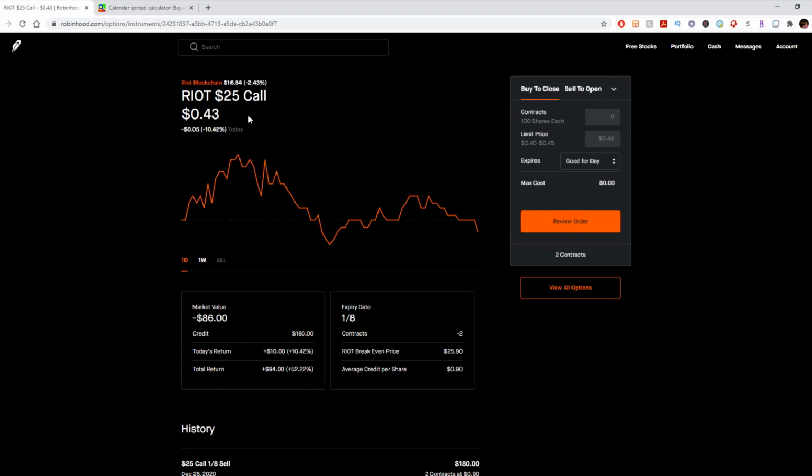And if Riot does shoot up to 25 by January 8th, I can close out of this, buy this back and also sell out of my 15 call for a lot higher profit than I would if I bought the calendar spread at the same time. Okay. Now I did this even previous week when Riot was still around $11 or $12. I sold a December 31st $20 call to collect $200. And once Riot started coming down, I bought it back. And then now for January 8th, I sold another 25 call to collect $180. So as it is, my initial investment was $740, and I already collected $380. So I pretty much recovered half my investment already.